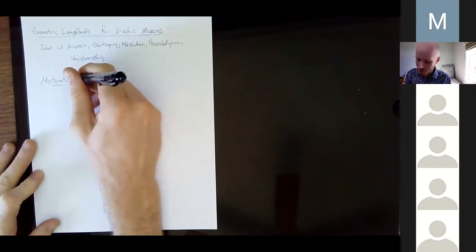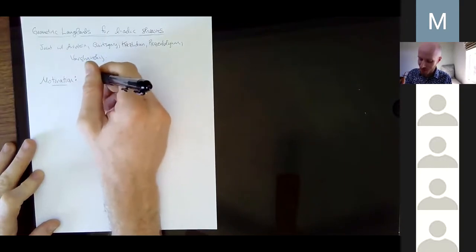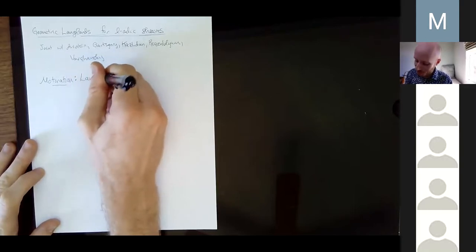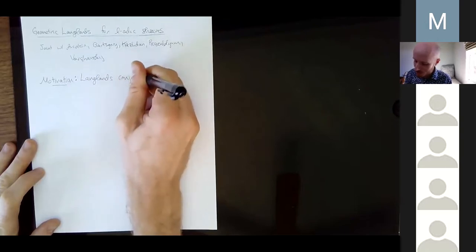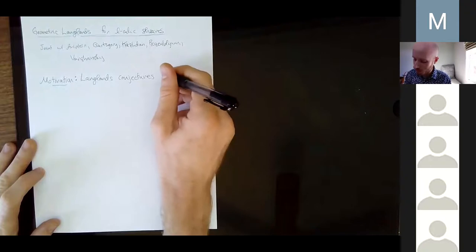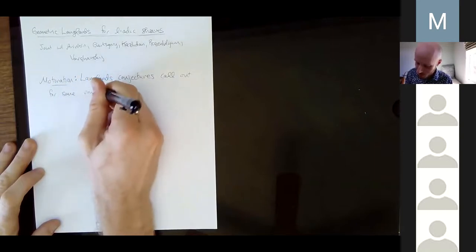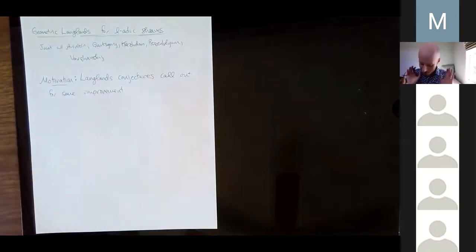There are different ways to state the motivation, but one of them is that the usual Langlands conjectures call out for some improvement. I'm not trying to say that the Langlands conjectures are wrong or something like this. It's just that there are some features of them that are unsatisfying. And what we're going to explain in the course of these talks is how to formulate a happier version of the Langlands conjectures in a special case.